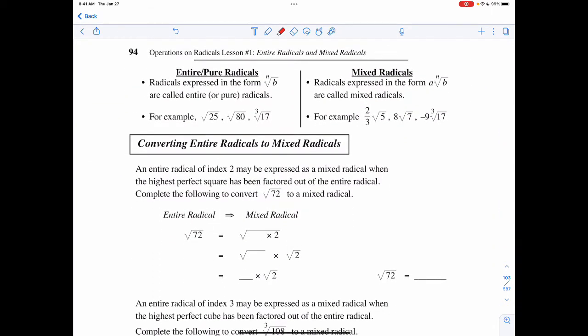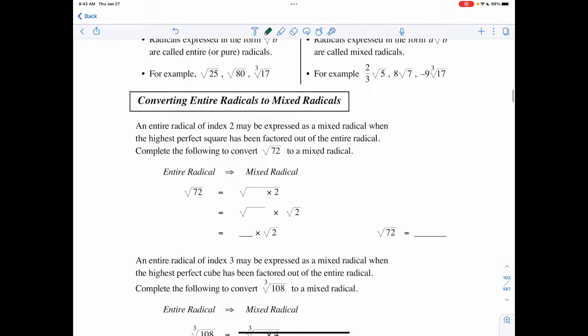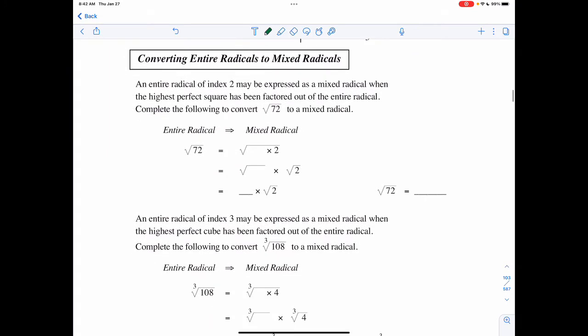So if that's true, then we can use the same logic to convert from entire radicals into mixed radicals. The way that we do that is there's two possibilities that we can use. One is we can use a prime factorization method, which a lot of people find popular because it's pretty simple and pretty straightforward. The other would be factoring out perfect squares.